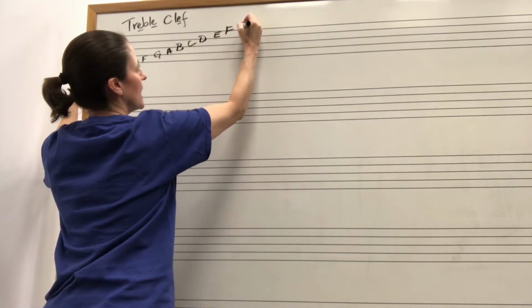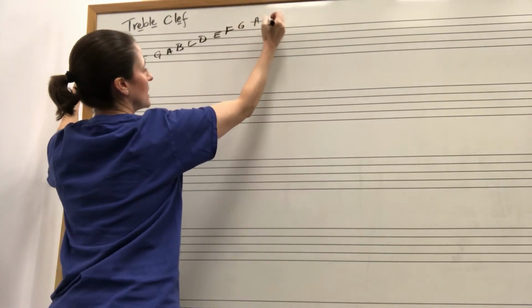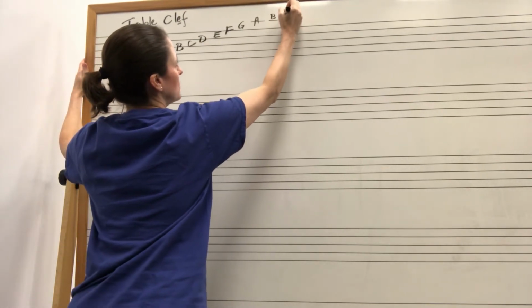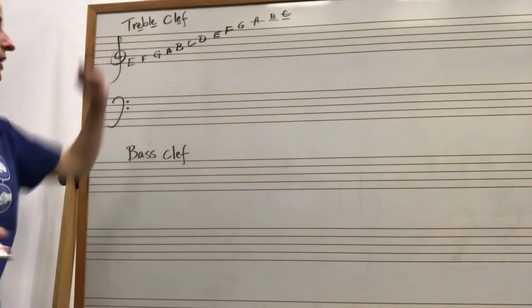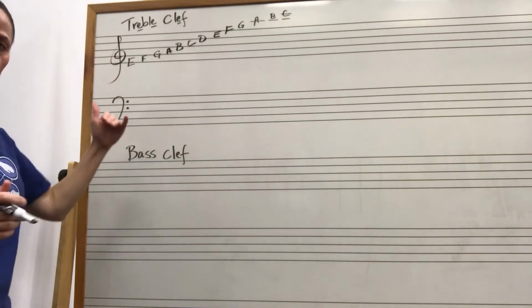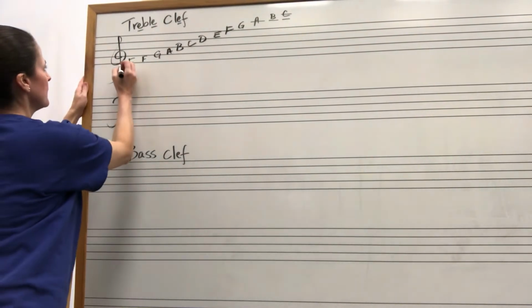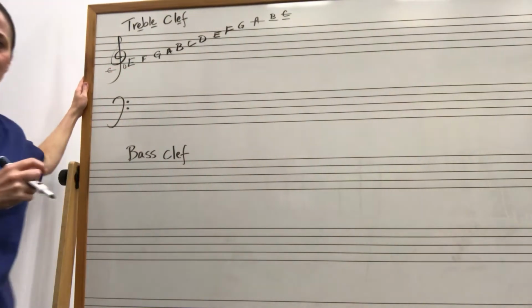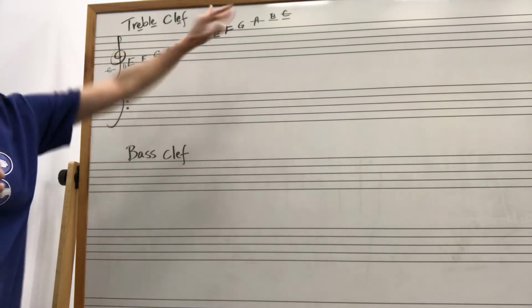I can keep going higher if I add a ledger line. I call it A. If I go above the ledger line, I call it a B. I can add 2 ledger lines, call it a C, and so on. If I go below my bottom line, I would have a little D there, and then a ledger line, I would call that a C. We'll come back to that in a second.